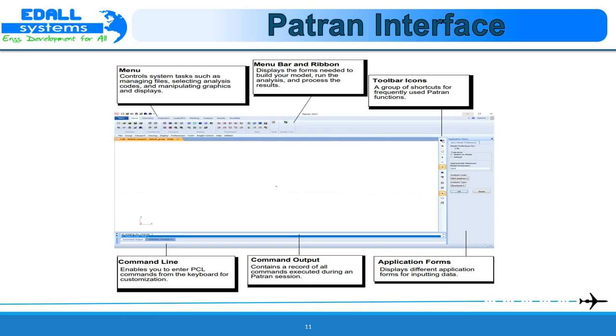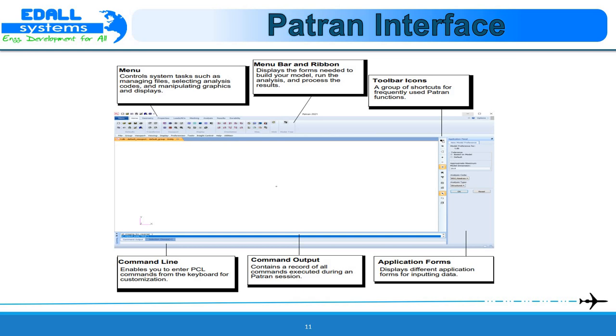A tour of a pattern interface. At the center of the pattern window is a blank graphics viewport where you construct your finite element analysis model. The menu bar, toolbar, and application button shown below are the control panels. The history area keeps you informed on what pattern is doing and reports on what has occurred.